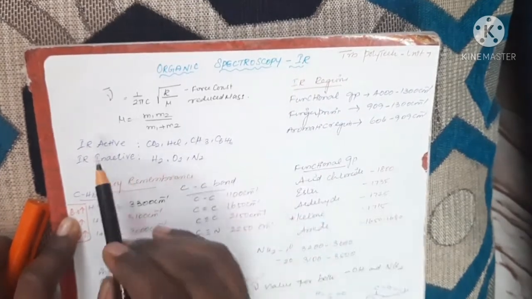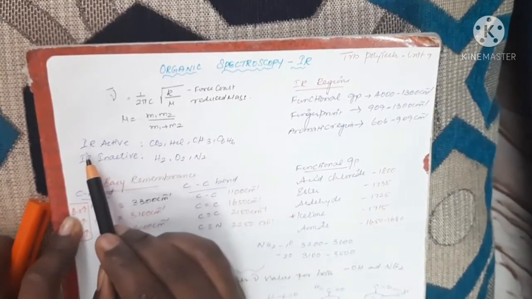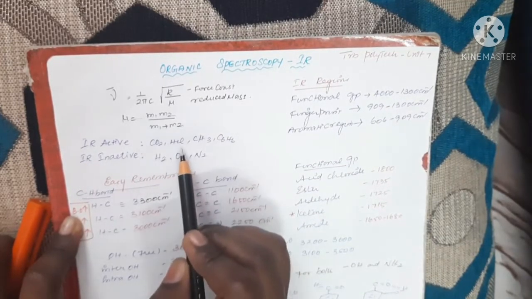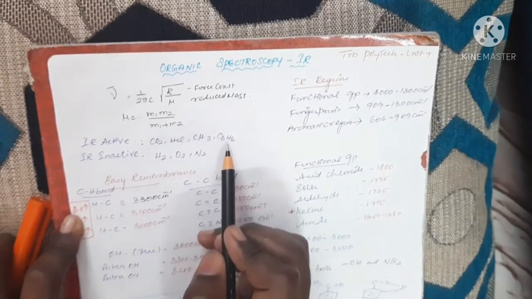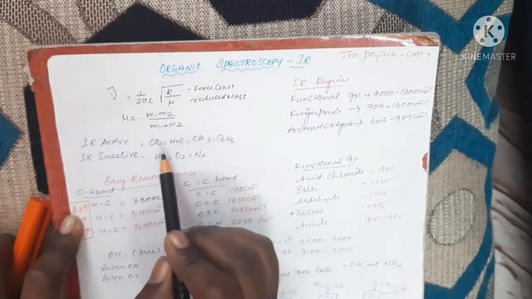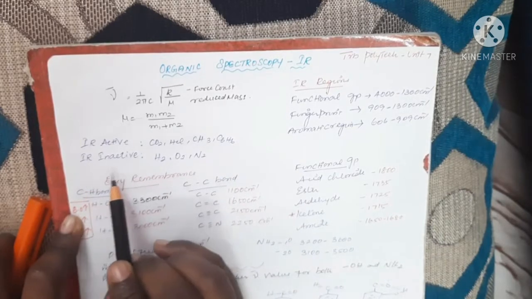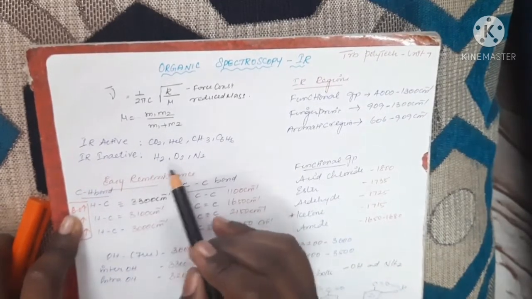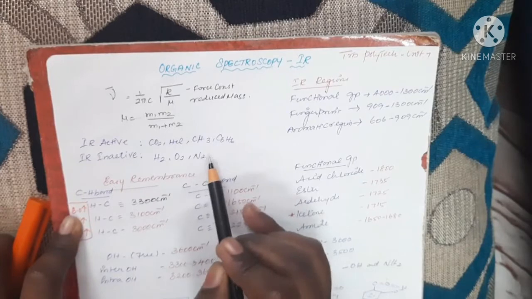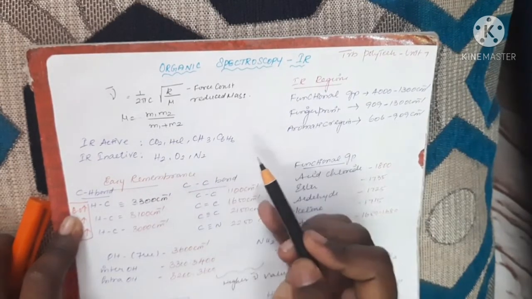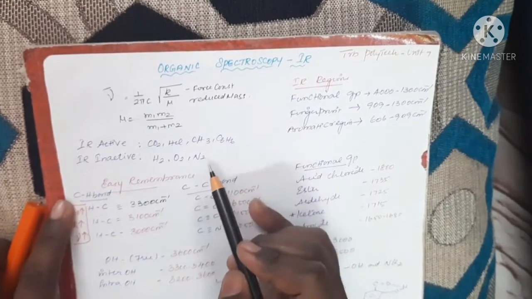Okay, so now examples. IR actives: carbon dioxide, HCl, CH3 and C6H5. In all of these, polarization is possible, so they are IR active. IR inactive compounds are H2, O2, N2, such homonuclear molecules, which are IR inactive because no dipolarization is possible there.